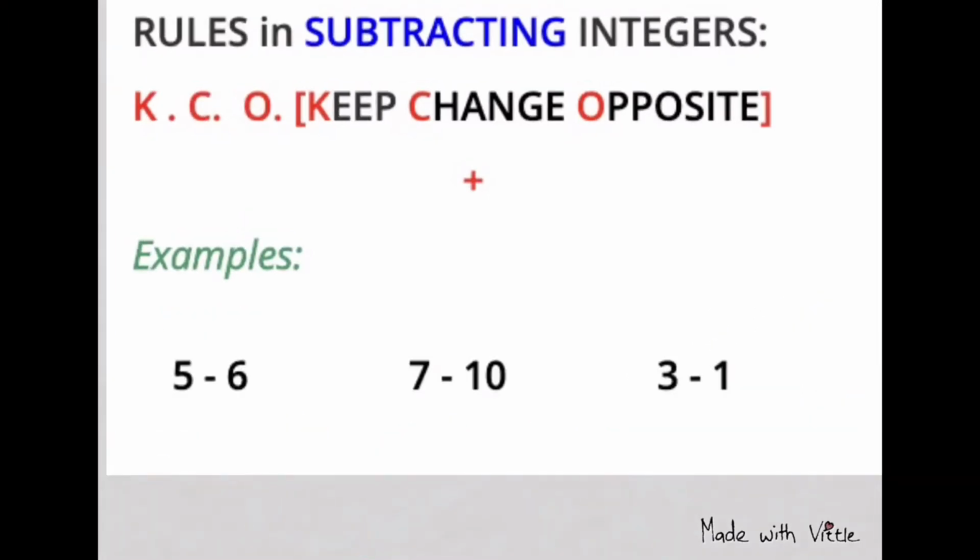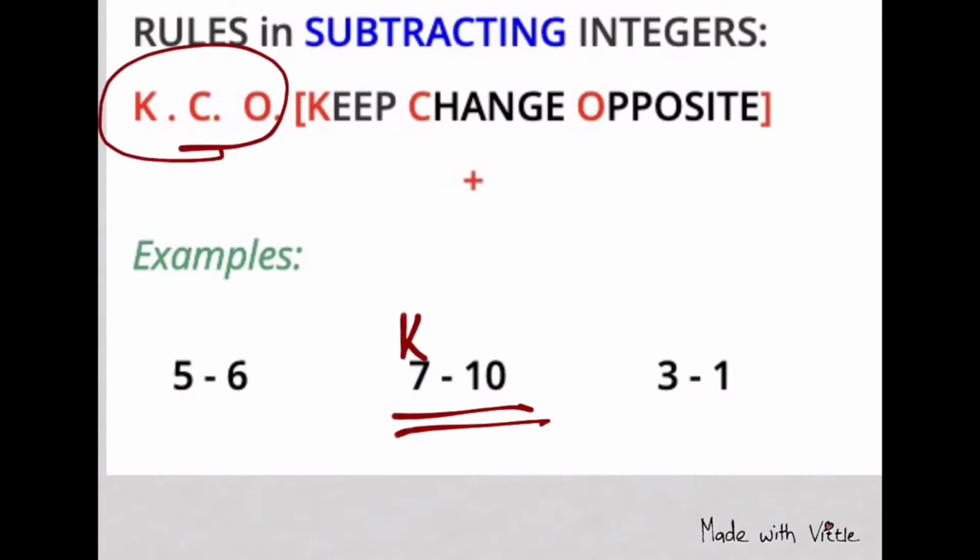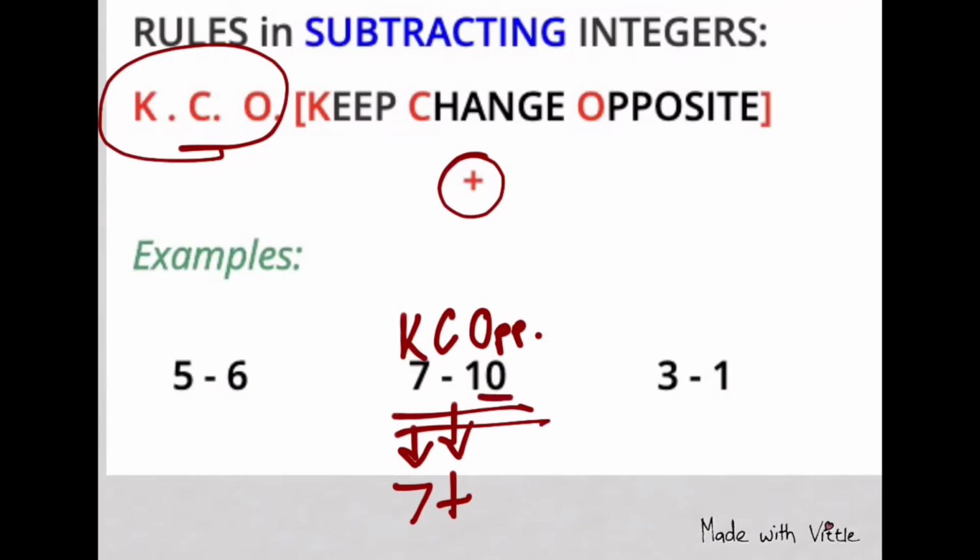Now let's try the next example. It says 7 minus 10. So what do we do? KCO. We keep the first number the way it is, so you rewrite it down. It's still positive 7. You change the subtraction into addition. Then you get the opposite of the next number. And you know that is a positive 10.